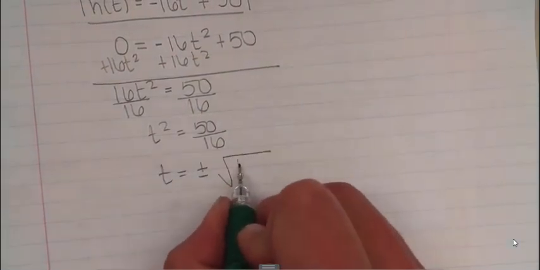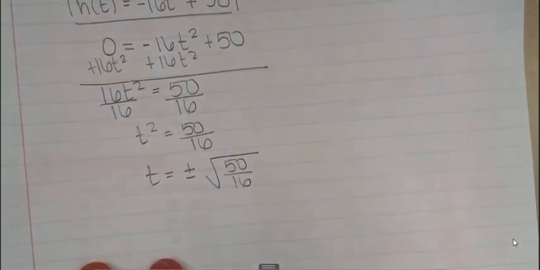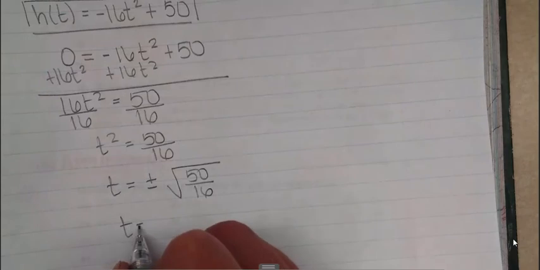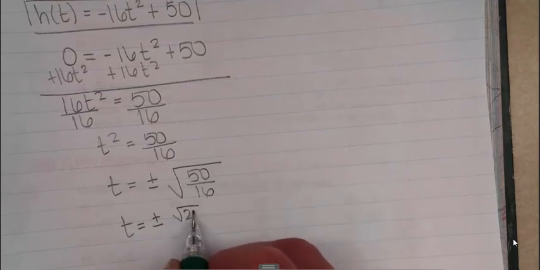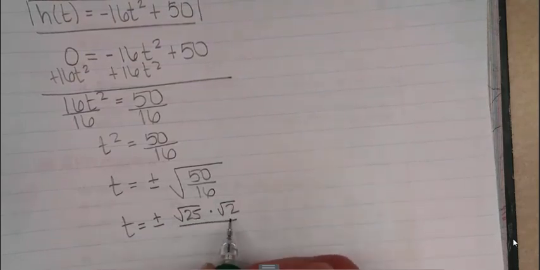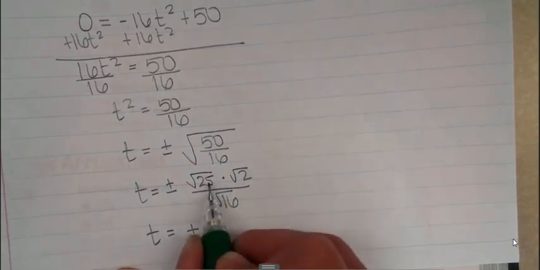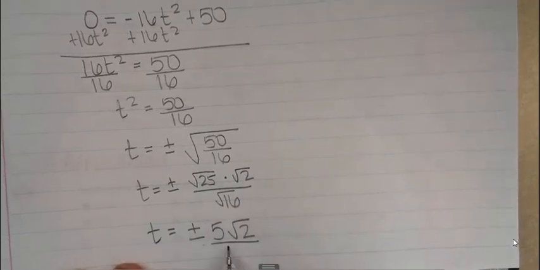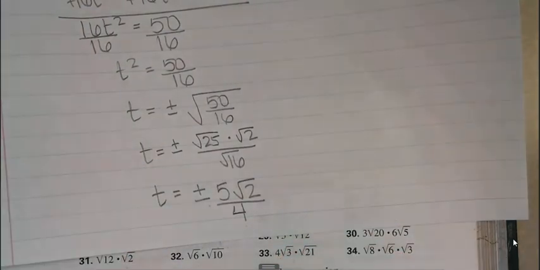So it's going to be the square root of 50 over 16, positive or negative, which means I basically am going to have two answers, right? I'm going to have a positive answer and a negative answer. So let's simplify. Square root of 50, well, that's really the same thing as the square root of 25 times the square root of 2, over the square root of 16. So this is really t equals positive or negative, square root of 25 is 5, over the square root of 16, which is 4.